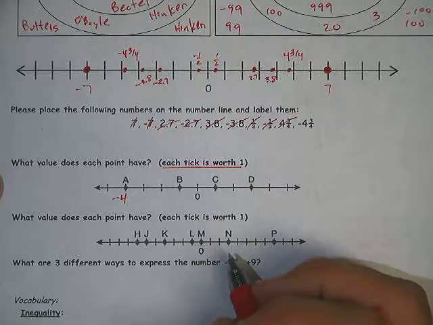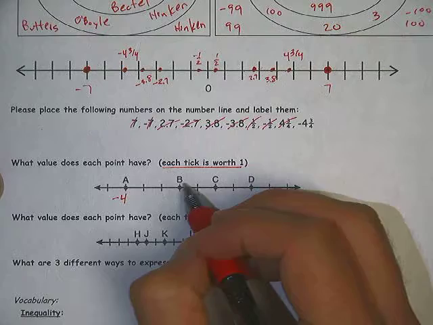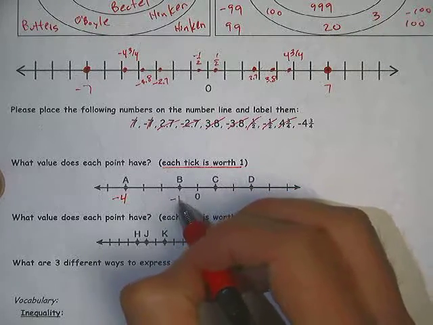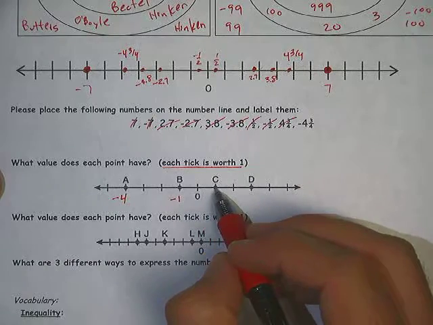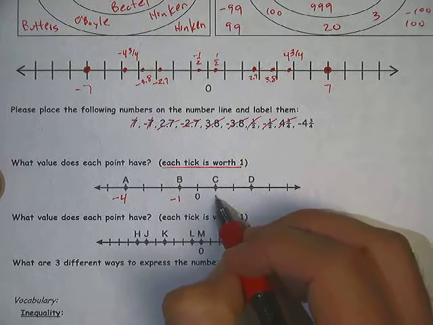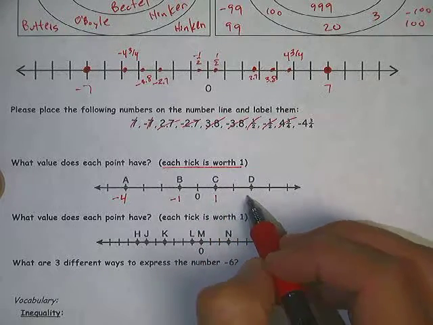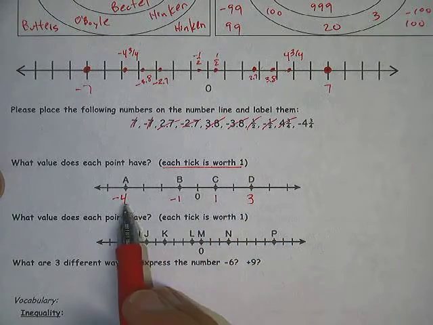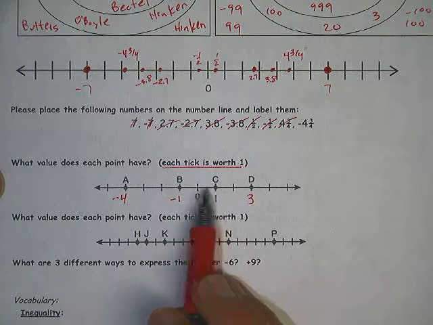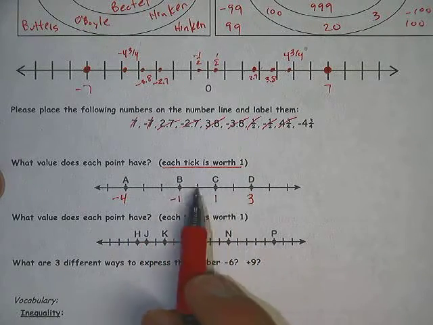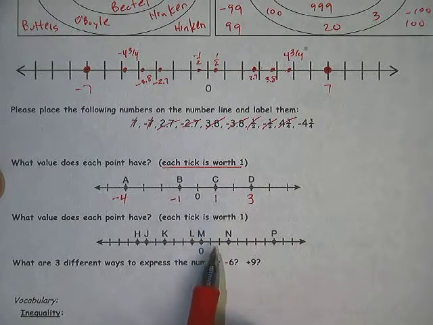So if I'm starting with letter A, counting from 0, it's 1, 2, 3, 4 away from 0. It's to the left, so that means it's less than 0, which makes it negative. So it's negative 4. B is 1 away from 0. To the left, it's less than, so that's negative 1. C goes the opposite way, but the same distance. So it's 1 away, but it's in the positives, so positive 1. And letter D, 1, 2, 3 away in the positive direction.